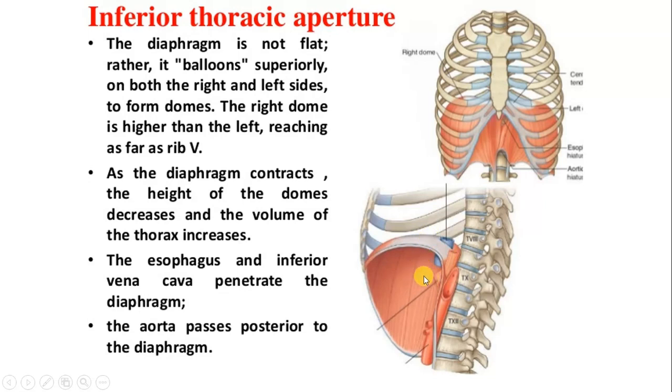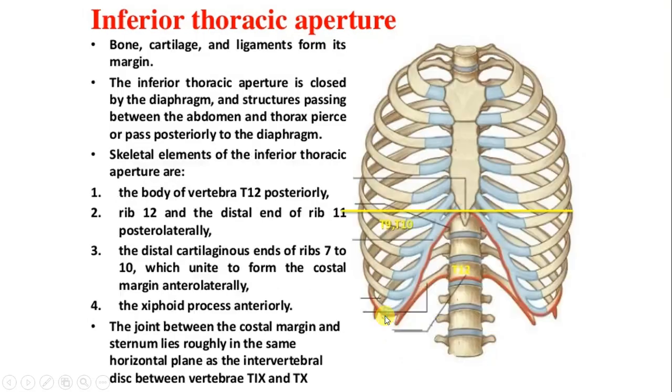Here you can see the esophagus and inferior vena cava penetrating the diaphragm, the inferior vena cava entering into the thorax, and the esophagus coming out of the thorax into the abdomen, and the aorta has been shown here coming out of the thorax into the abdomen. Then up to here will be the thoracic part of the descending aorta, and below that it will be the abdominal part.